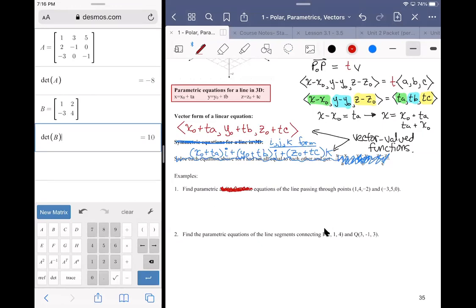All right. So find parametric equations of a line passing through (1, 4, -2) and (-3, 5, 0). It's really not that bad because we have a process that we can follow. You just got to know what the question is asking you to do, and what each thing in the question is related to, right?